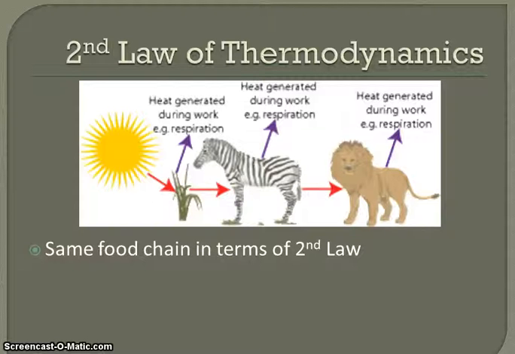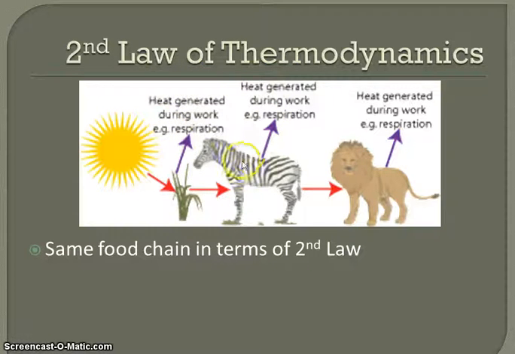So looking at our same food chain, we start with solar energy, and that energy enters the plant. It's the energy needed for photosynthesis. The plant is going to convert that into glucose or chemical energy, but it's also going to release that heat during the work, and that's where the respiration comes into play.